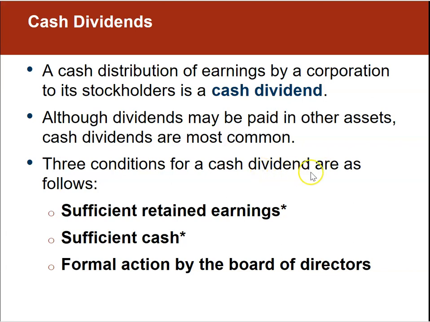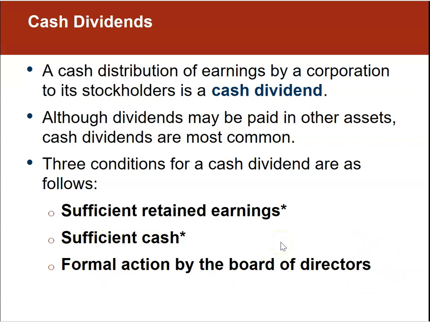So when it comes to cash dividends, there are some criteria that we have to meet. We need to have sufficient retained earnings, we need to have sufficient cash, and then we need to have a formal action by the board of directors. Now, we talked about this in the previous video. We had a slide, hey, how does all this happen? Well, it does take a formal action by the board of directors. So, we've got asterisks by these two items here. But the fact of the matter is, before we even get to these two items, we have to have a formal action by the board of directors.